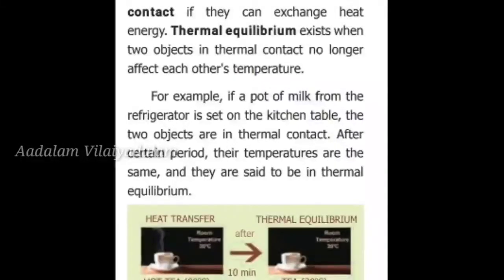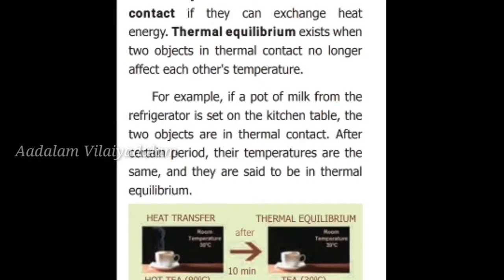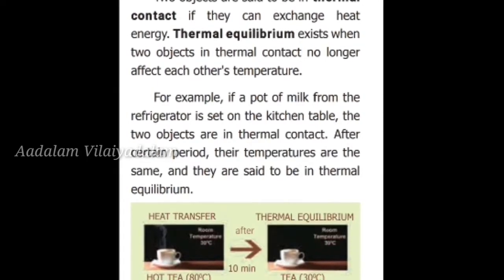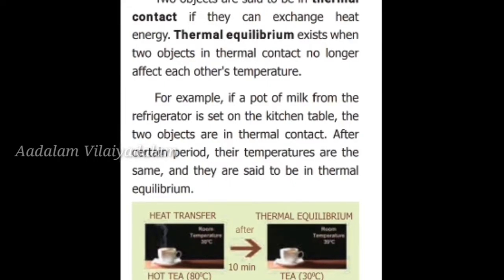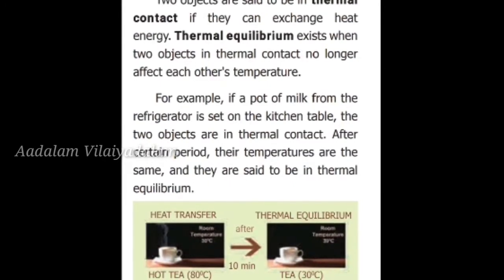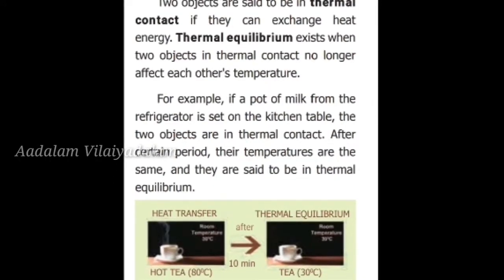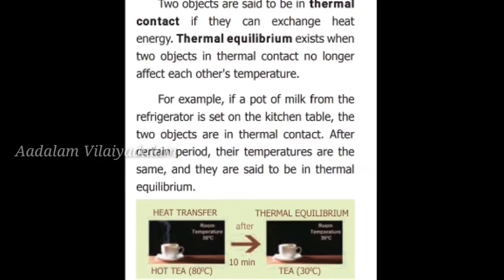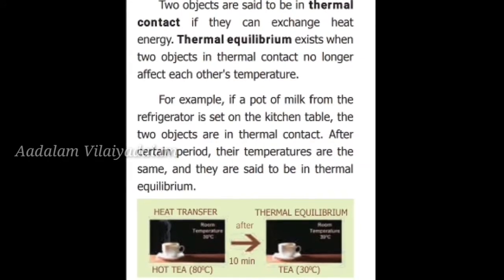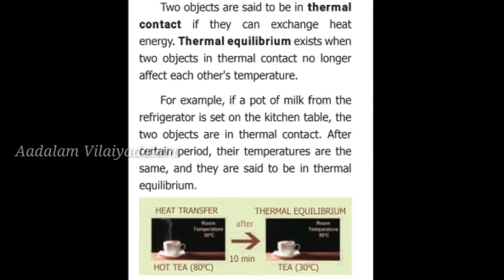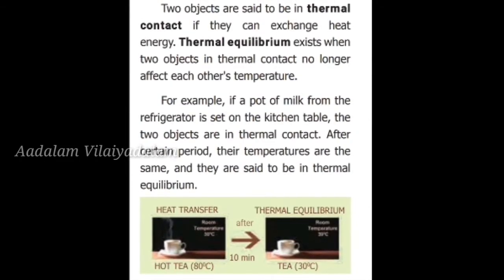Next topic, thermal contact and thermal equilibrium. See one example: hot tea. The temperature is 80 degrees. The room temperature is 30 degrees. So heat will transfer. After 10 minutes, the hot tea temperature is 30 degrees Celsius. So heat will reduce after 10 minutes. This is called thermal equilibrium.